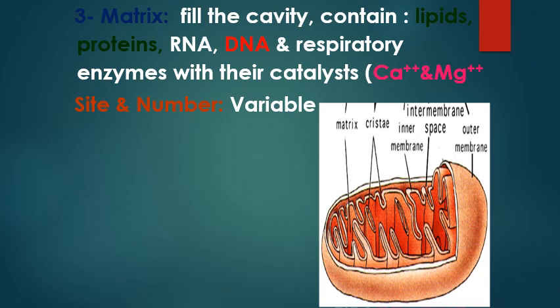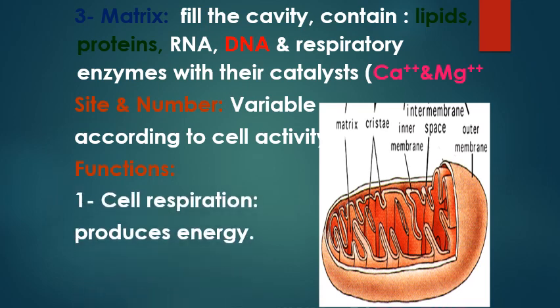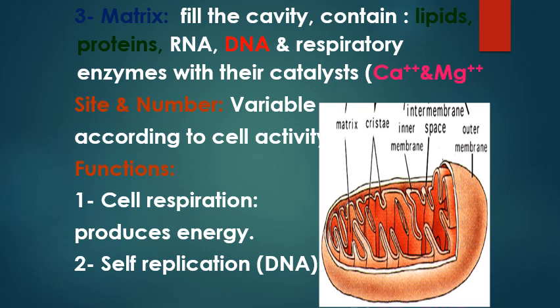The location is variable too. For example, when a cell has cilia, the mitochondria is present at the apex of the cell. The function is energy production, and it can self-replicate as it contains its own DNA.